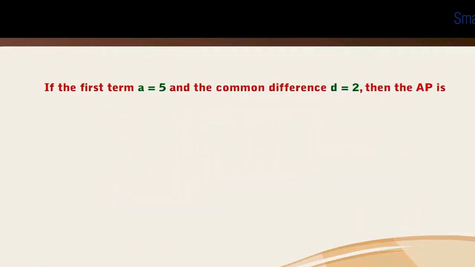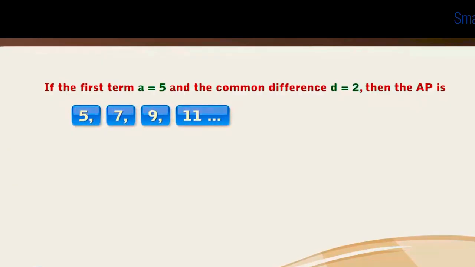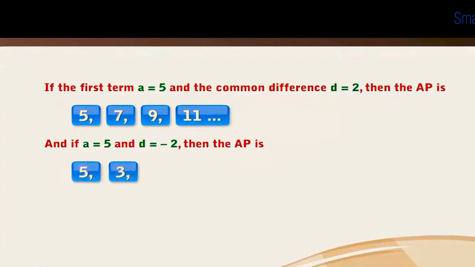If the first term a is equal to 5 and the common difference d is equal to 2, then the AP is 5, 7, 9, 11 and so on. And if a is equal to 5 and d is equal to minus 2, then the AP is 5, 3, 1, minus 1 and so on. So if you know what a and d are, you can list the AP.